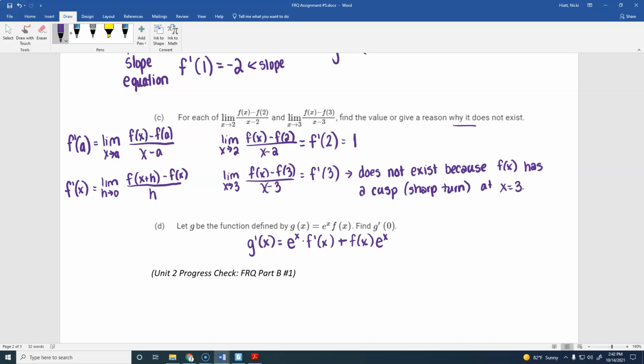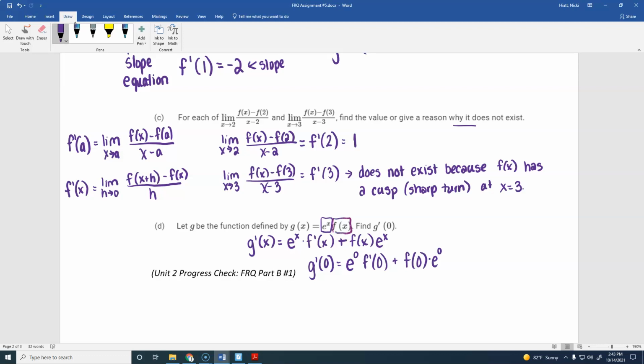plus f of x times the derivative of e to the x, which is e to the x. So you need to write that down. You're going to get a point for that. Product rule, your first piece is e to the x. The second piece is the f of x. Ooh, those look like the same color. Okay. Then we plug in 0. G prime of 0 is going to be, all the x's get replaced with 0. So e to the 0 times f prime of 0 plus f of 0 times e to the 0.